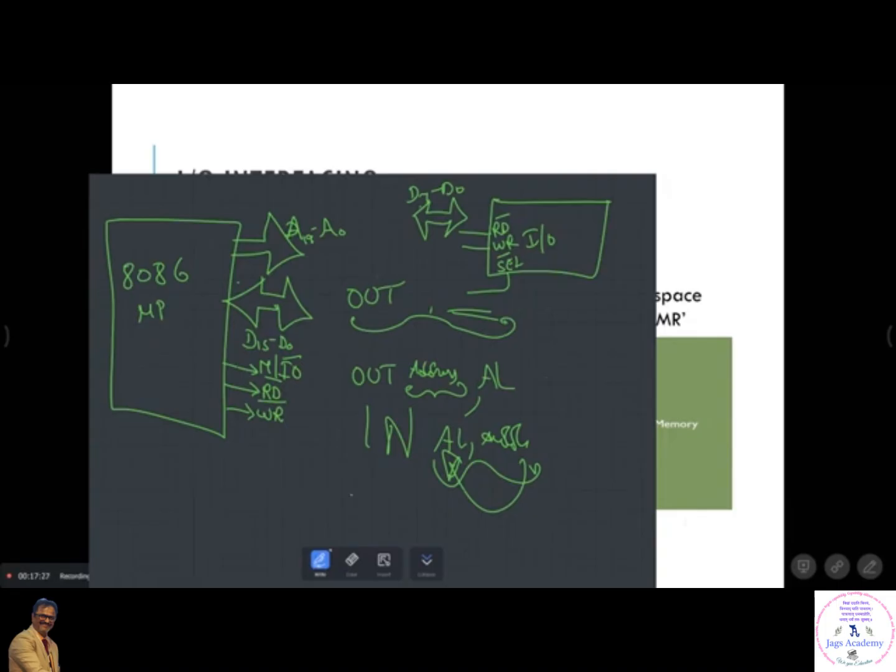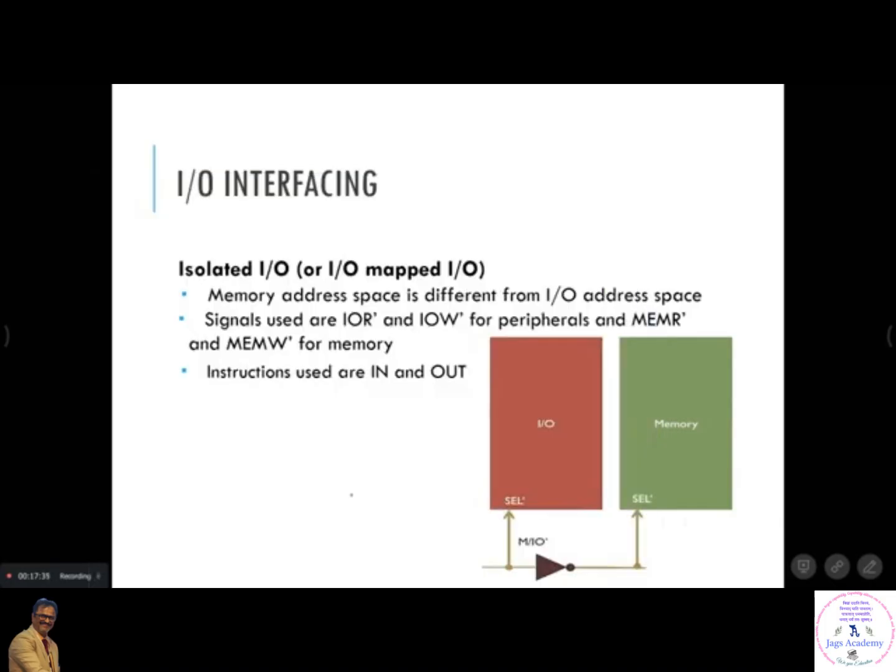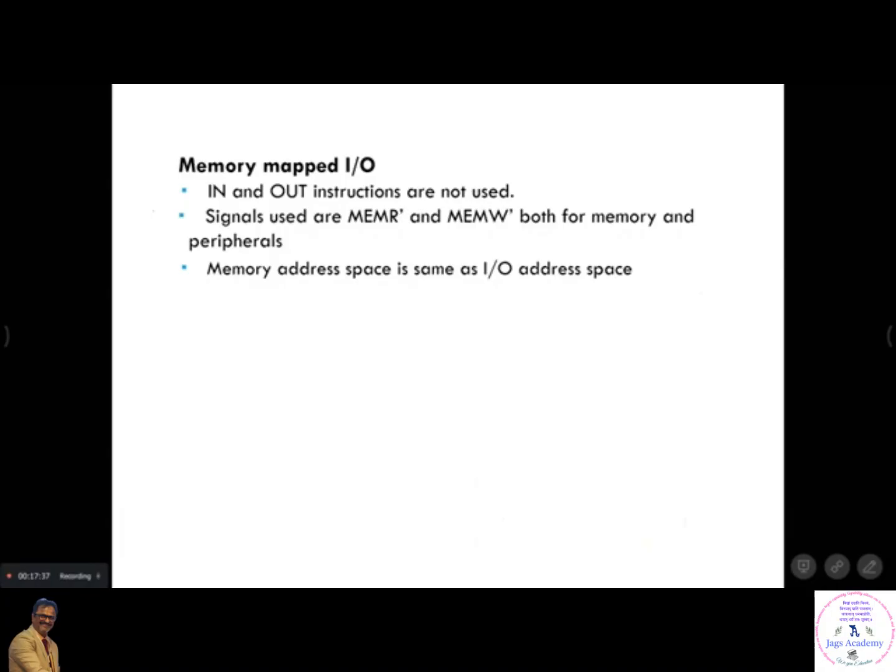Now can I involve memory in this? That is called memory mapped IO. In this, we are not going to use the instructions in and out. Why don't we want the in and out instructions here? Because we are not going to directly send the data to the IO, or get the data directly from the IO.